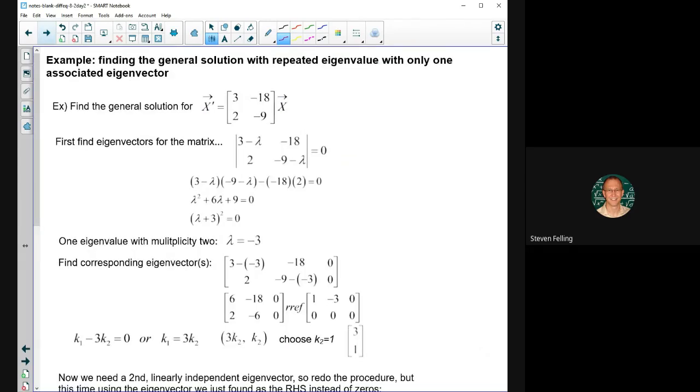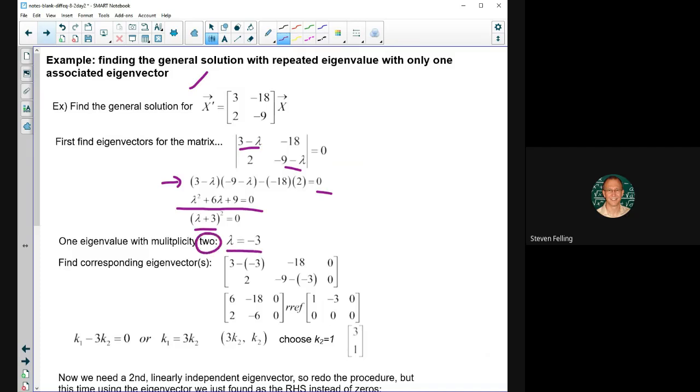Here we have a solution. This is just a 2x2 system. We're going to go ahead and find the eigenvalues for this system. So we subtract lambda from the main diagonal, compute the determinant, and set it equal to 0. We get this equation, which happens to factor into lambda plus 3 squared equals 0. So there's a single eigenvalue of -3, but it has a multiplicity of 2.